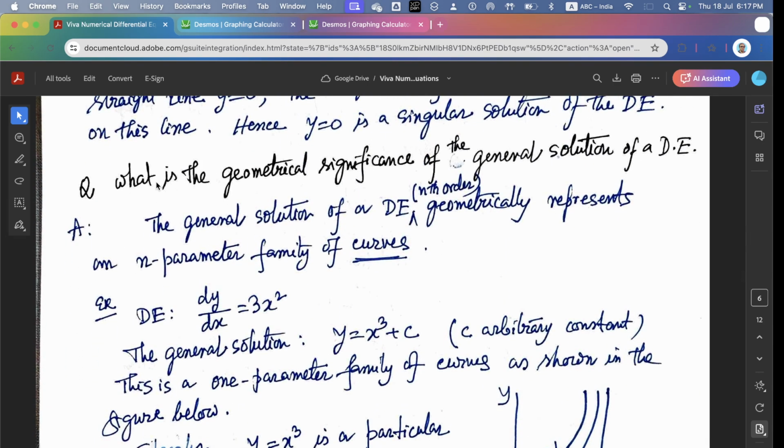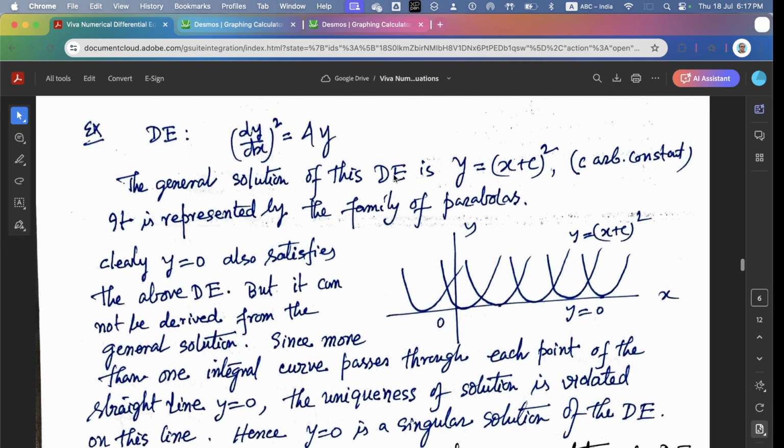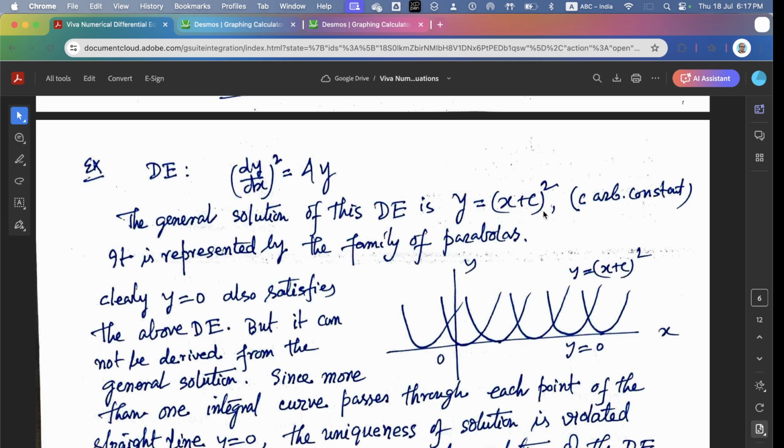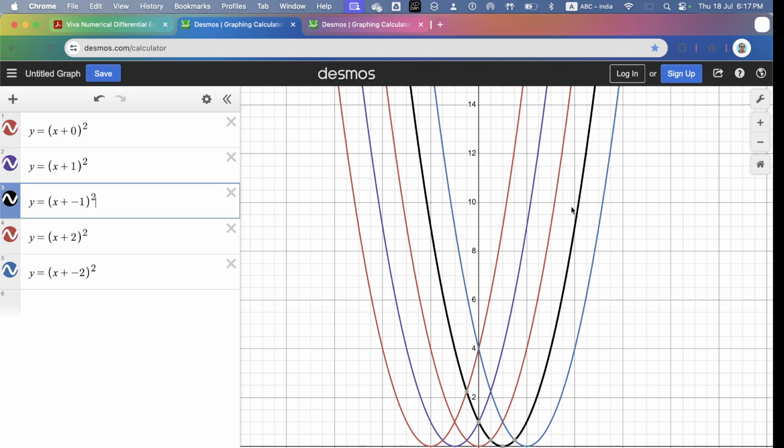Next question: what is the geometrical significance of the general solution of a differential equation? The general solution of an nth order differential equation geometrically represents an n-parameter family of curves. So for this one-parameter family of curves, this example is for the general solution. For different values of c, we get a family of curves.